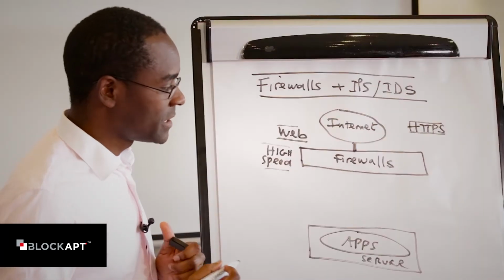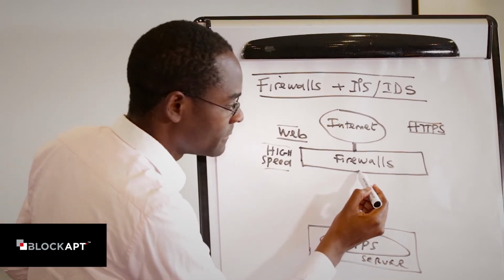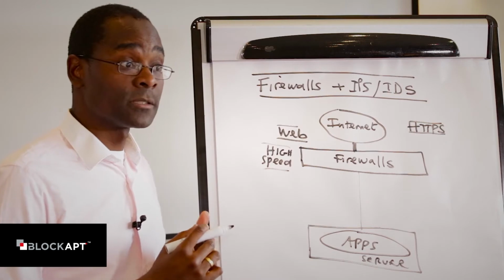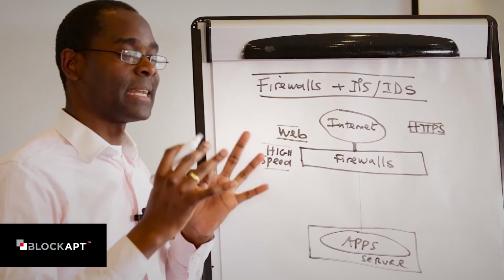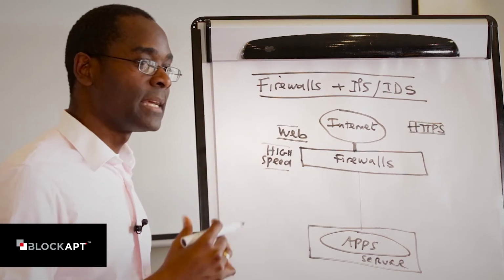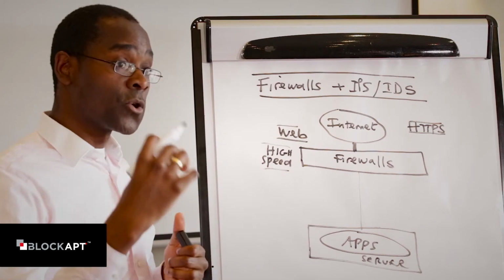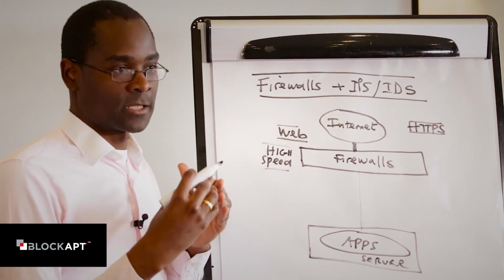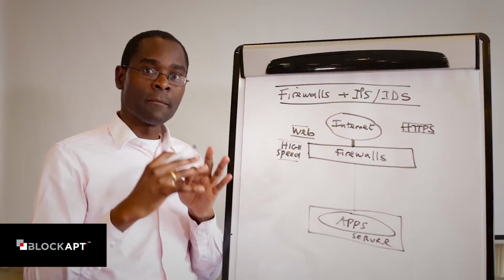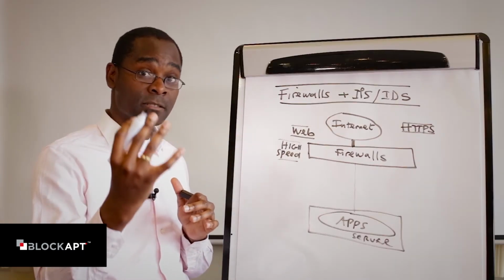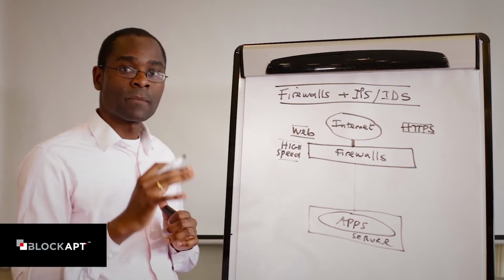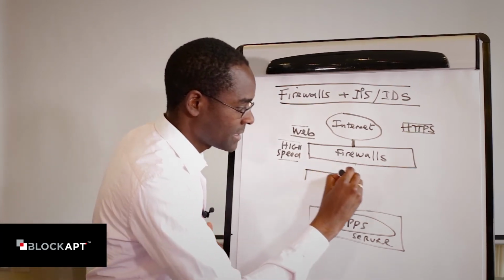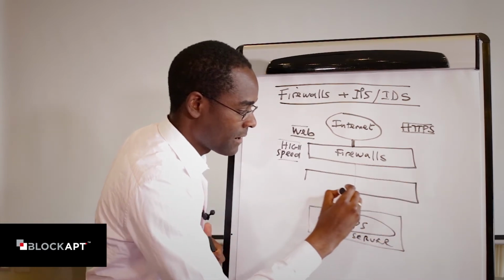But the challenge we have with this firewall is, very often, a lot of them are not very intelligent. When I say not very intelligent, what I'm trying to say is they are not really designed to cope with looking at what's happening inside the actual transaction. Some firewalls do, but a lot of the firewalls do not provide that intelligence. And this is why a lot of devices like IPS and IDS are used.